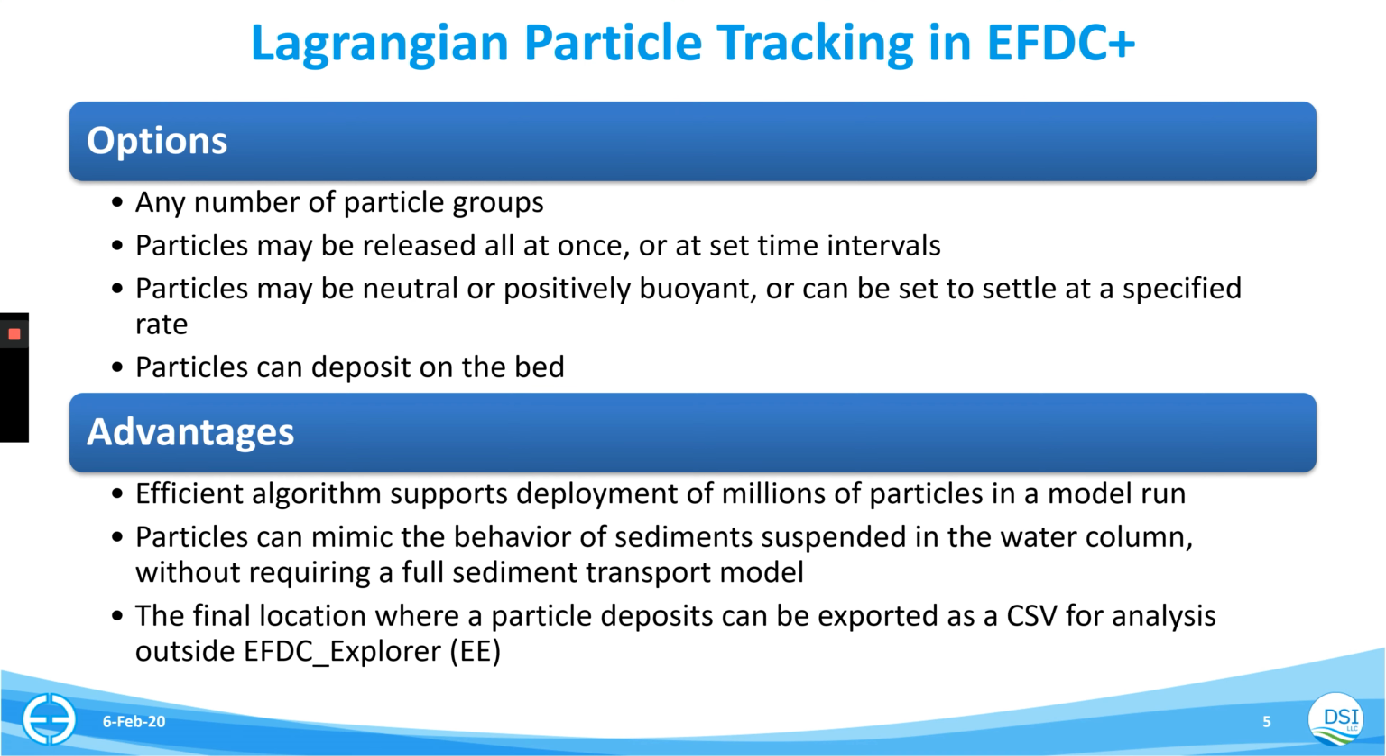So Lagrangian particles, the big advantage of Lagrangian particles is that you can have any number of particle groups. Say you wanted to put a bunch of particles into your model domain in different areas, you can track each of those groups separately, which will allow you to figure out where water that's released at certain points, or particles that are released in different points in your model, might end up in your model domain.